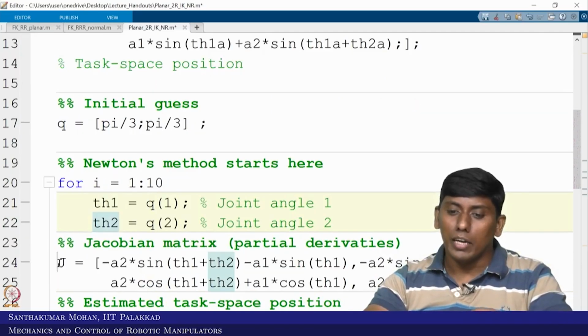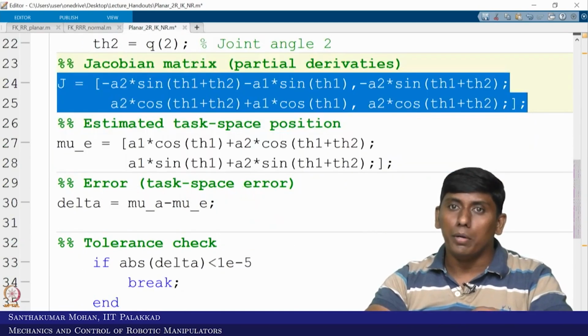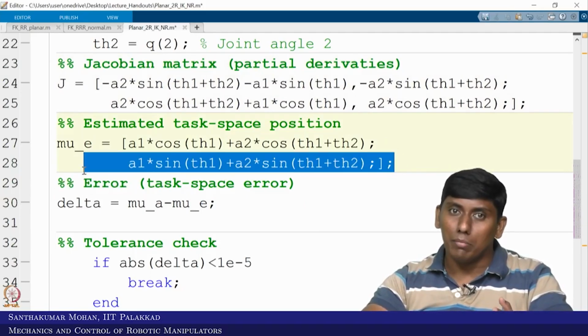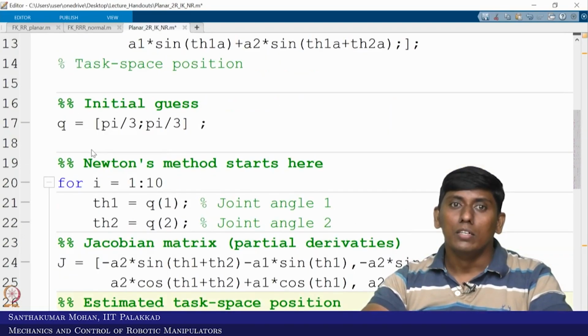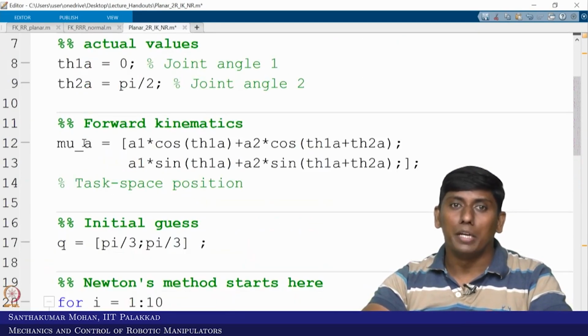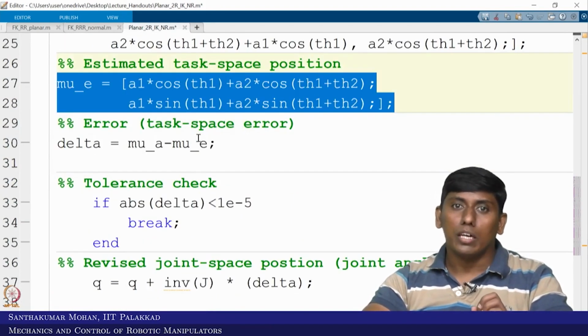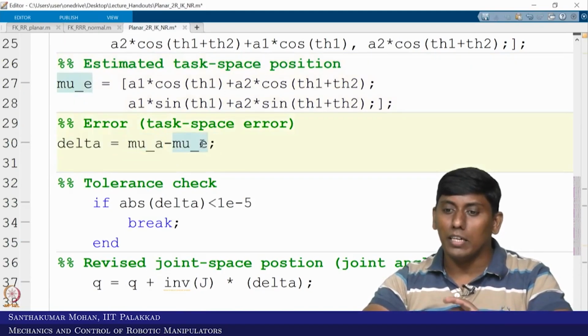So then I have already derived the partial derivatives, what you call the Jacobian matrix. So this Jacobian matrix I have derived. After that I know the forward kinematic relation, which will give the mu estimated. Okay. So the mu underscore E is mu estimated, and the actual is mu underscore A. So now mu underscore A minus mu underscore E is your delta mu. So that is what I have written as delta. The delta is actual minus estimated.